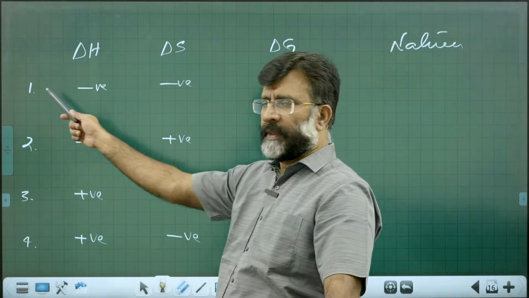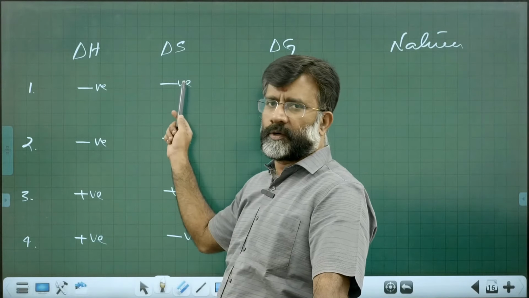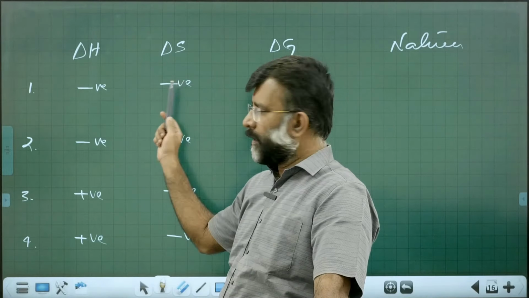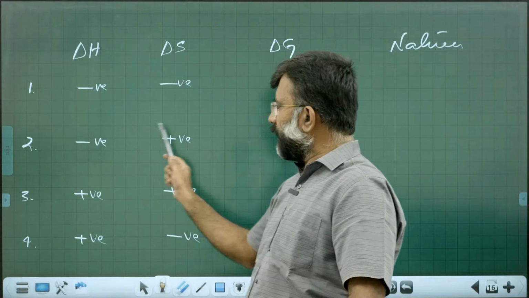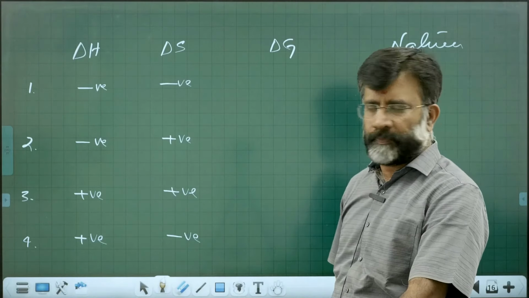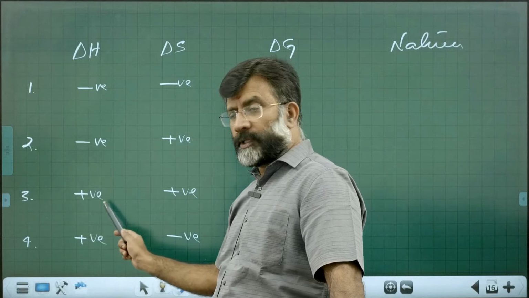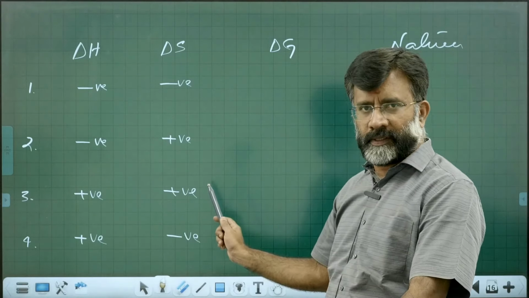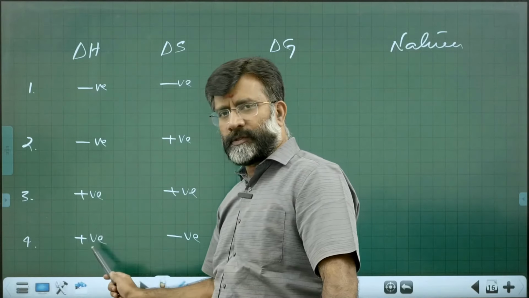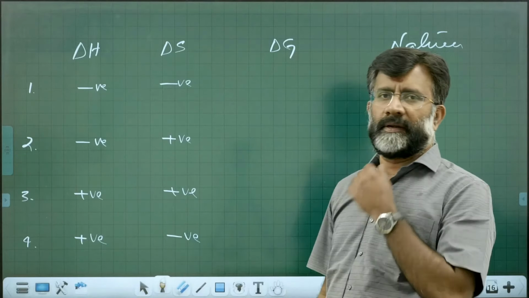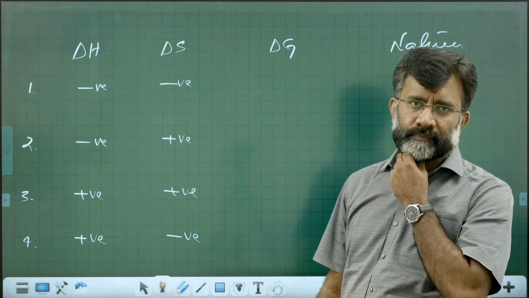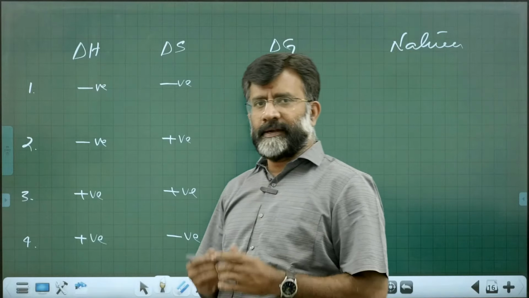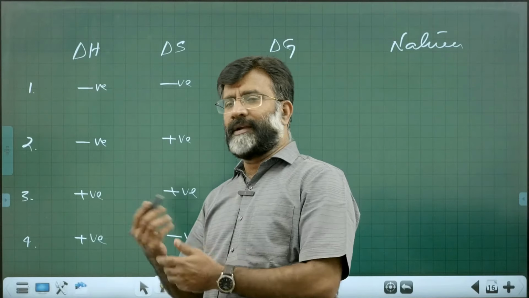Number one, exothermic reaction where entropy decreases. Number two, exothermic reaction where entropy increases. Number three, endothermic reaction where entropy increases. Number four, endothermic reaction where entropy decreases. There are four possibilities. Let us try to understand how delta G comes.